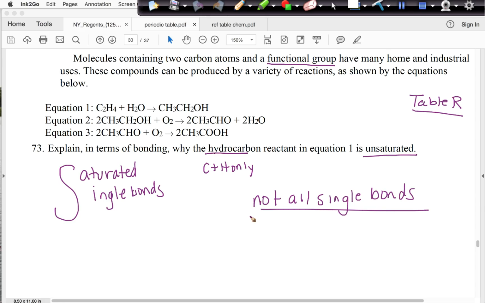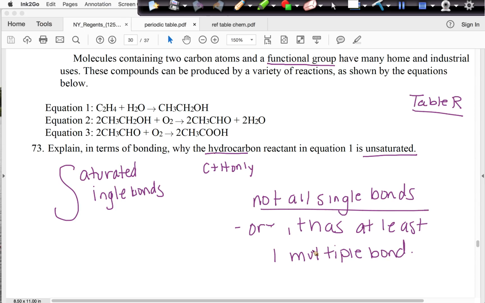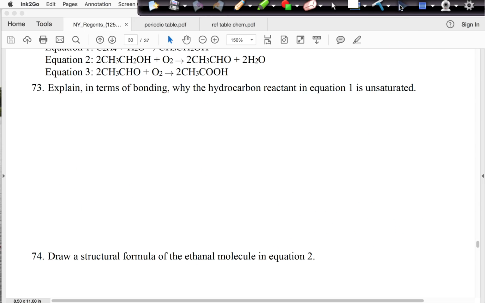So you can either say it doesn't have all single bonds, or it has at least one multiple bond. That would be like a double or a triple bond.